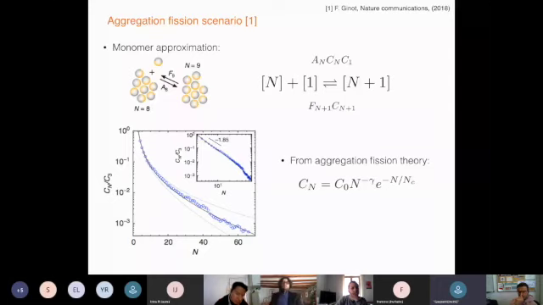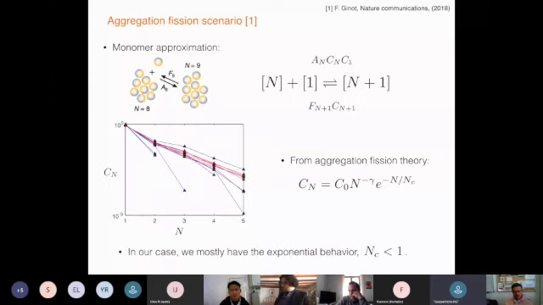To derive this expression, they use what we call the monomer approximation, meaning that they consider that a cluster only grows one particle at a time, one monomer by one monomer. And also, to decrease in size, the cluster can only do so by losing one monomer at a time.